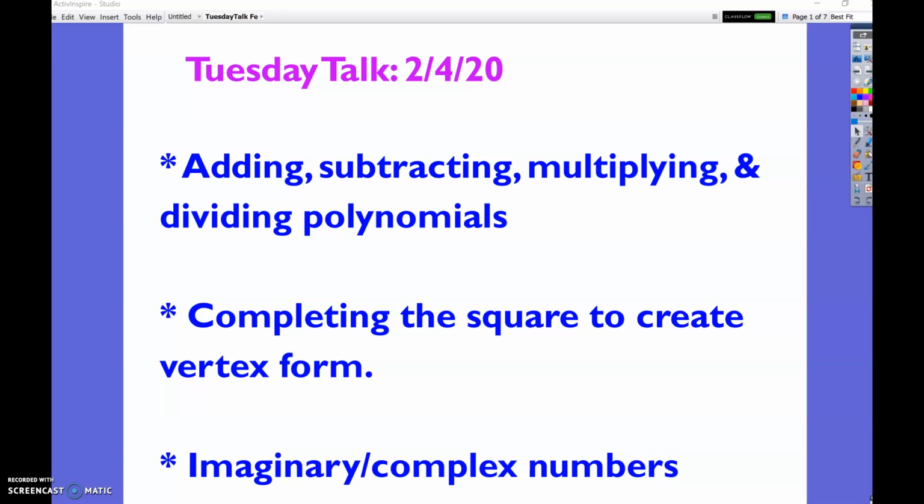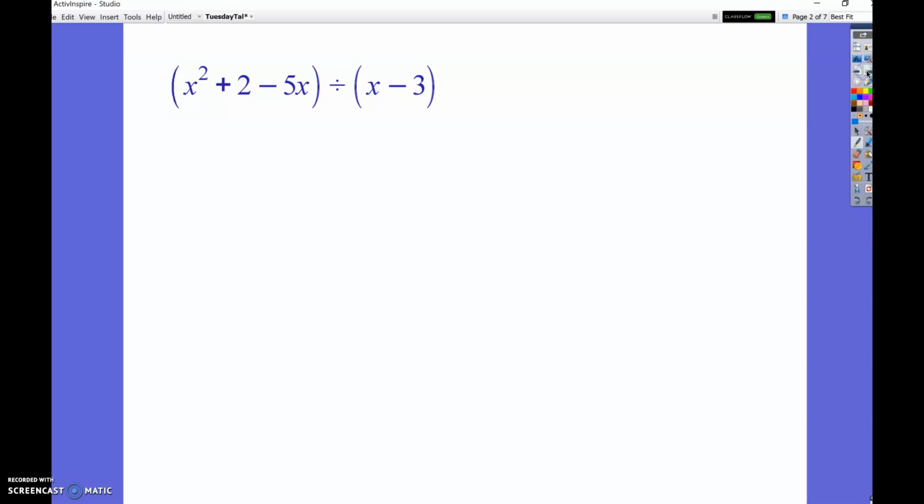A few things we'll go over today: adding, subtracting, multiplying, and dividing polynomials. That's kind of to say, hey, what we've been doing. We're actually only going to focus on the dividing part since that's been our focus this week. Completing the square to create vertex form, and imaginary or complex numbers. This would be the one that if you are gone for 1x, you would want to look into, because we're going to teach that while you're gone.